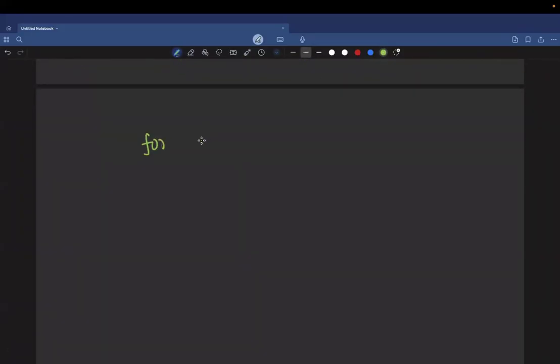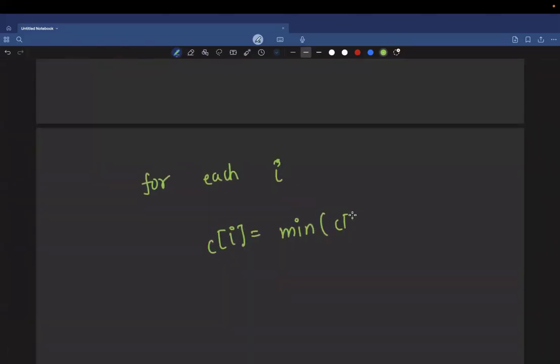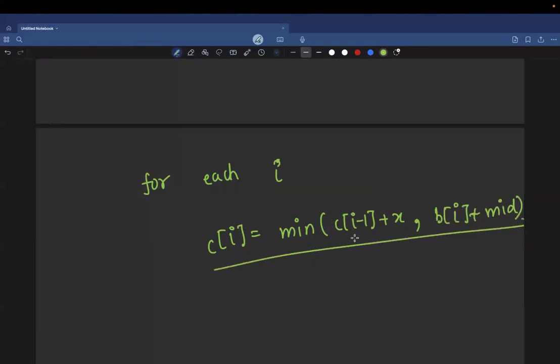So the overall idea can be said as, for each i, the current guy, let's say Ci, can be the minimum of C of i minus 1 plus x, because if the current guy becomes greater than Ci minus 1 plus x, then the absolute difference between them will be greater than x. And the other thing is Bi plus mid. You can't really add more than mid to the current number. So whatever is the minimum one of them is the value you will reach.